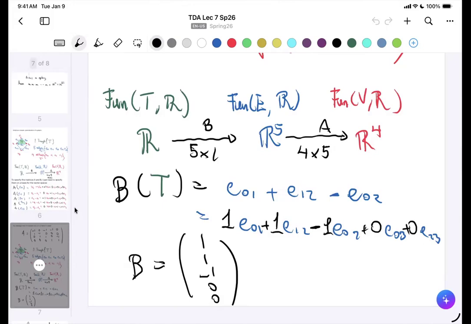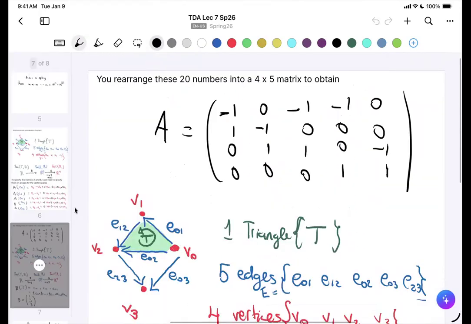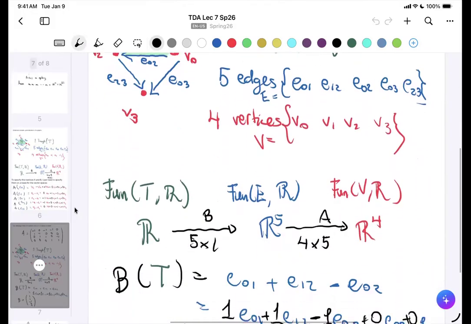So the way these two matrices were constructed, which is more or less the way they will always be constructed, is that they give you the boundary of the object in question.